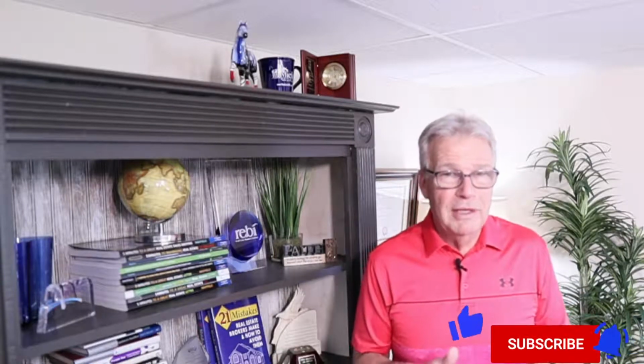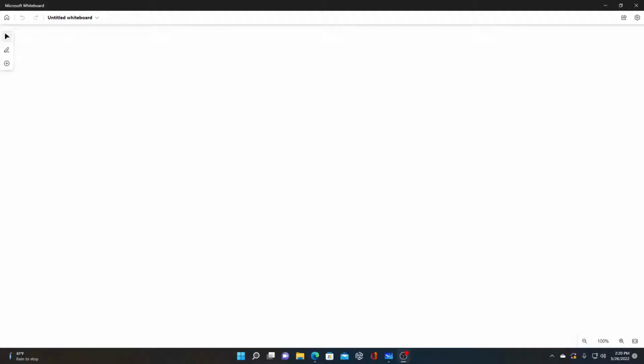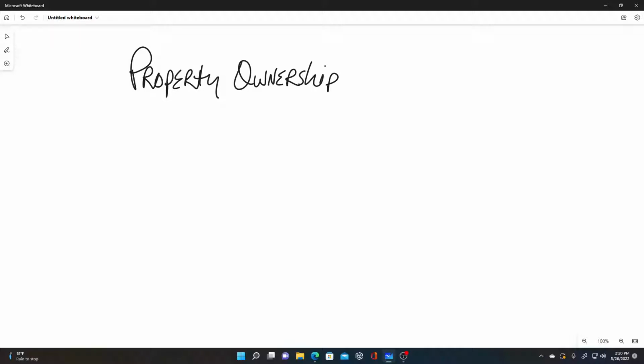Now, I have my information right here in front of me. We're going to go over to our interactive whiteboard. And the first area, as I mentioned, is called property ownership. So what are they going to ask you regarding property ownership? Well, there are several key areas in this specific section that you will need to know. And the first one they mention here is called real property versus personal property.